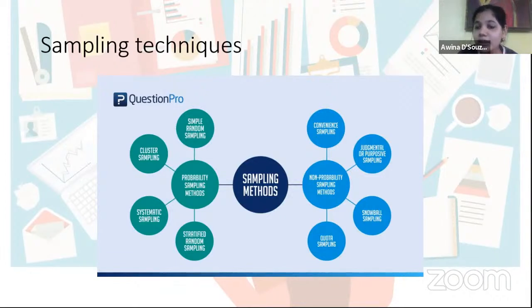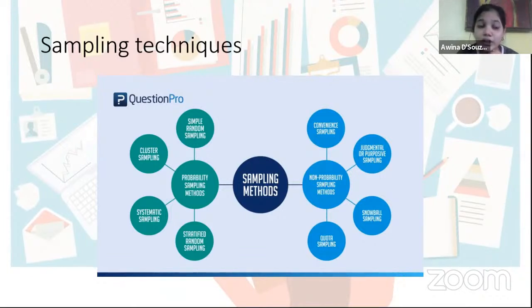Convenience sampling is whoever you're conveniently able to get as a sample, a person for your study, that would be convenience sampling. Judgmental sampling, or purposive sampling: purposely you will select a particular group or a particular student because that student will meet your criteria. So that will be more of purposive sampling.